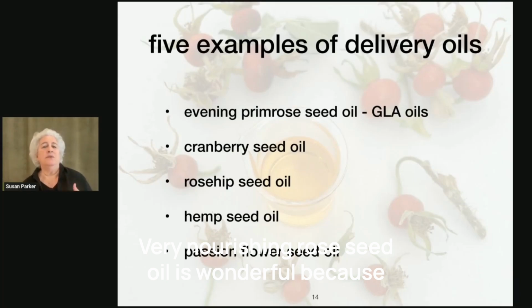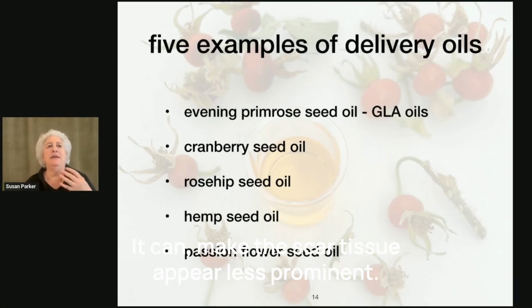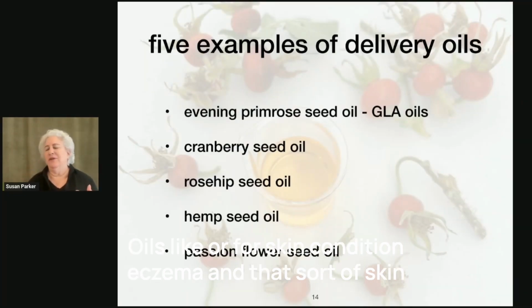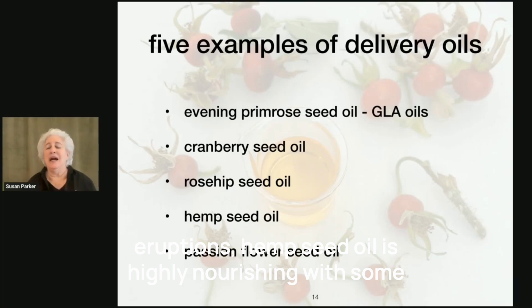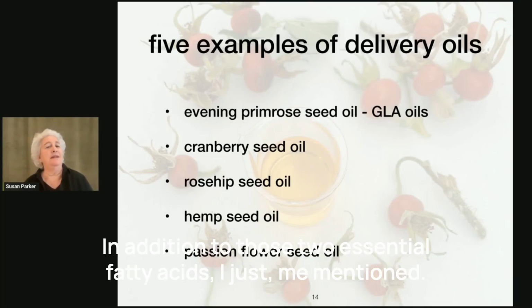Rosehip seed oil is wonderful because it can overcome and cure scar tissue, scarring. It can make the scar tissue appear less prominent. Oils for skin conditions, eczema, and that sort of skin eruptions. Hemp seed oil is highly nourishing with some really unusual fatty acids in addition to those two essential fatty acids I just mentioned.